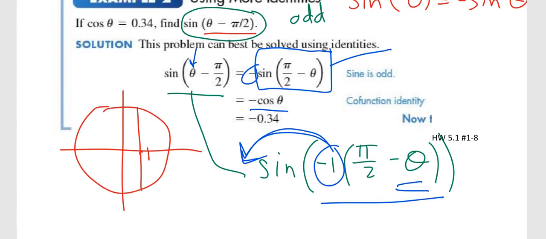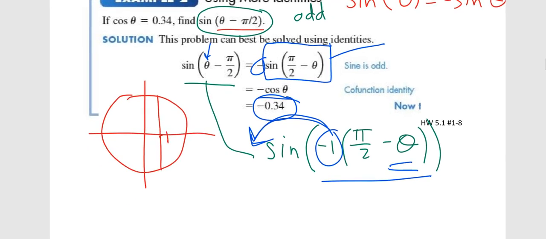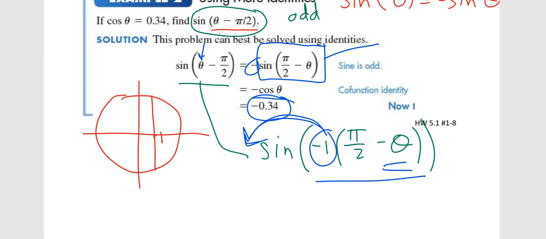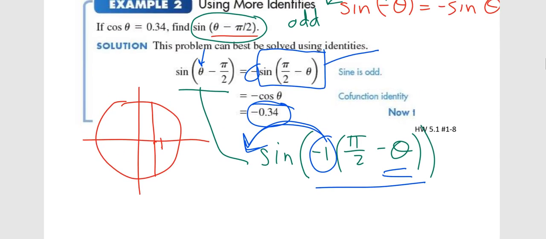They said that the negative 1 stayed out in front, and they replaced what's in the blue box with cosine theta. Well, guess what? We already know cosine theta. So they just plugged in the number to give you the final answer, negative 0.34. Yes, cheesy and lemon squeezy. Any questions about this?